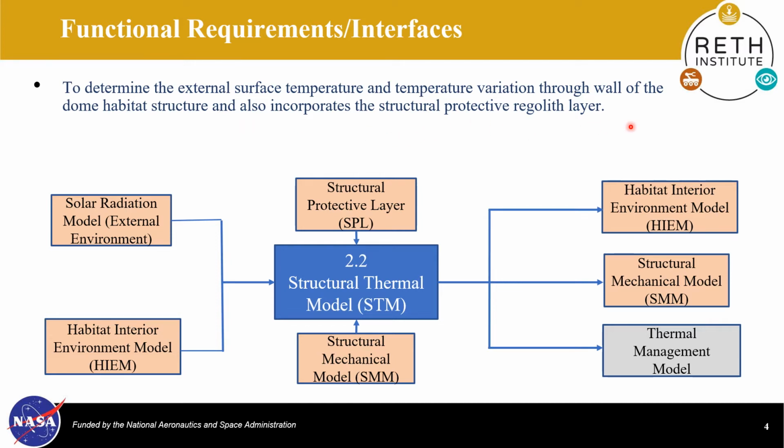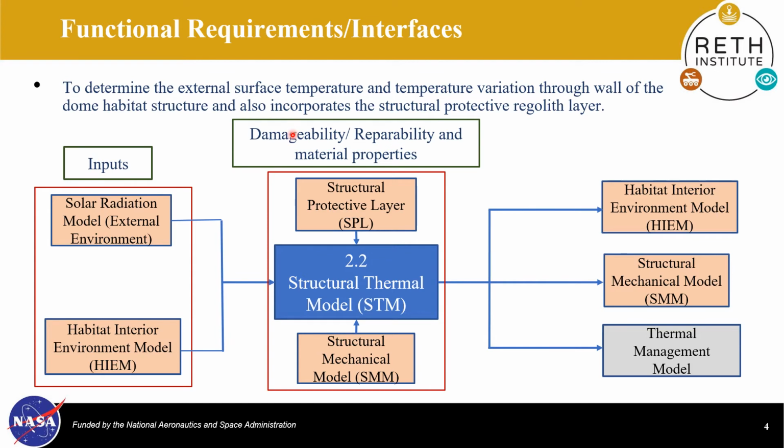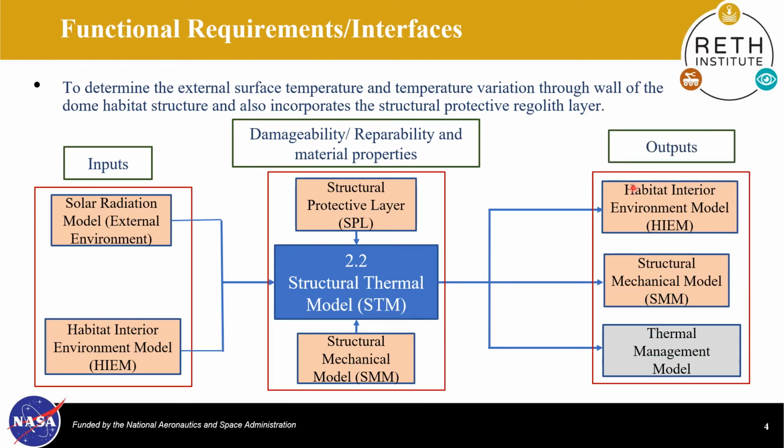The diagram provided in this slide is the interaction diagram of structural thermal model with other models. The inputs come from solar radiation model and habitat interior environment model. Similarly, the damageability and reparability information and the material properties are provided by structural protective layer and structural mechanical model. Similarly, the results are outputted to habitat interior environment model, structural mechanical model, and thermal management model.